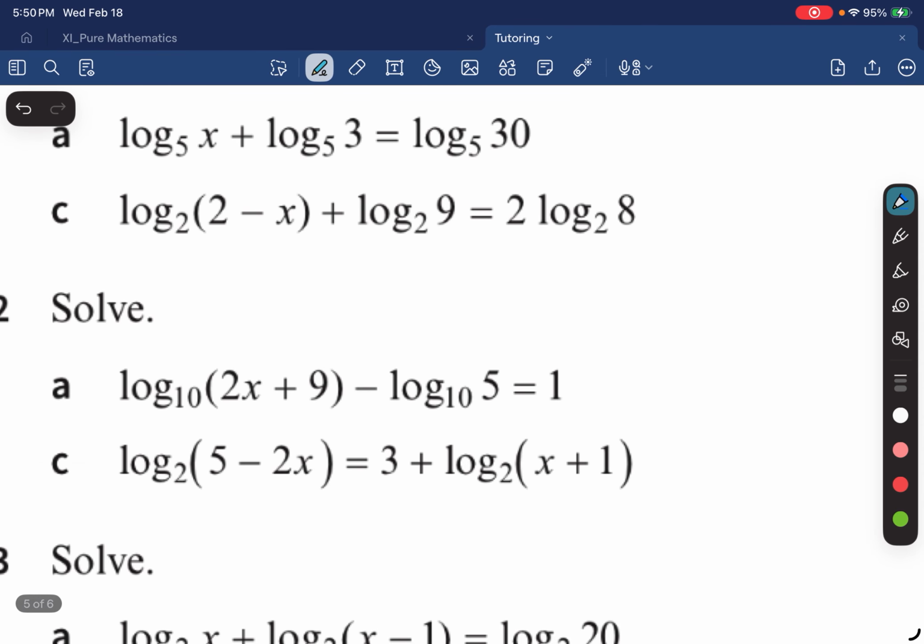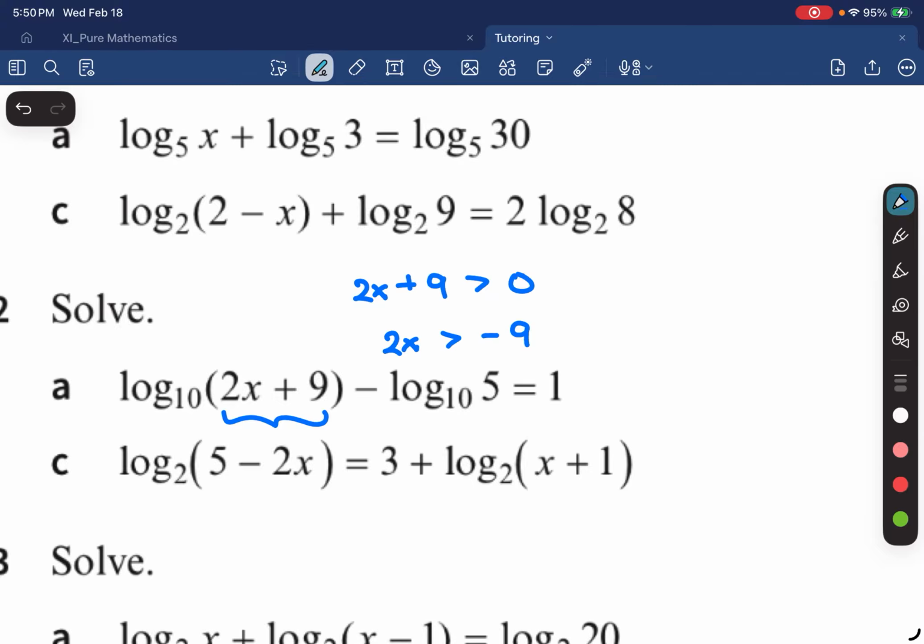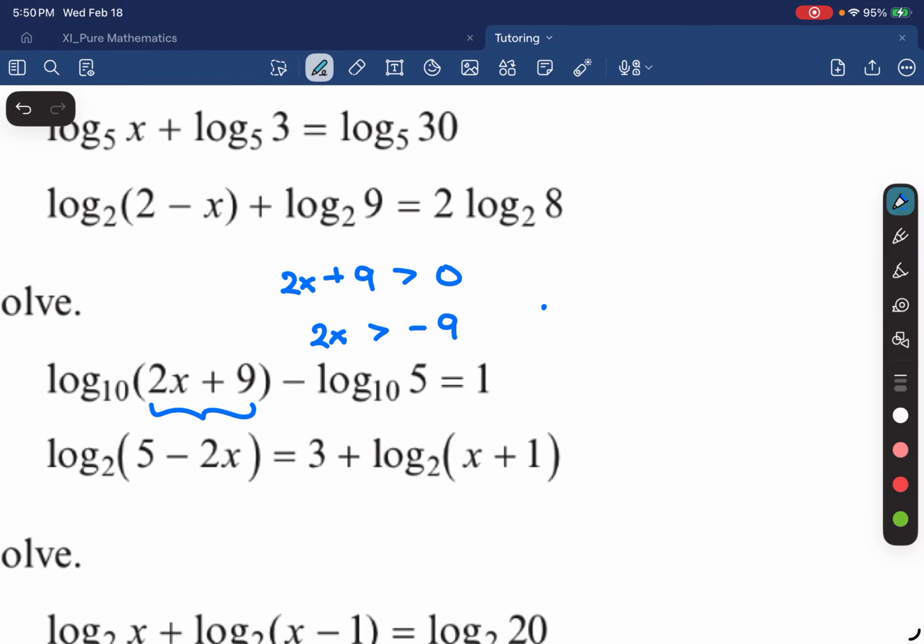So question 2a, we want 2x plus 9 to be bigger than 0 because that's inside our log function. So 2x has to be bigger than negative 9. We can subtract 9 on both sides, and therefore x has to be bigger than negative 9 by 2. So x has to be bigger than negative 4.5.